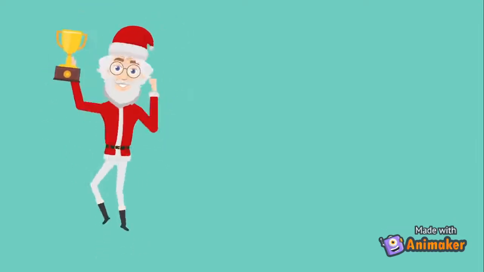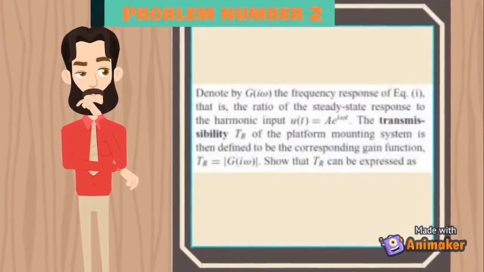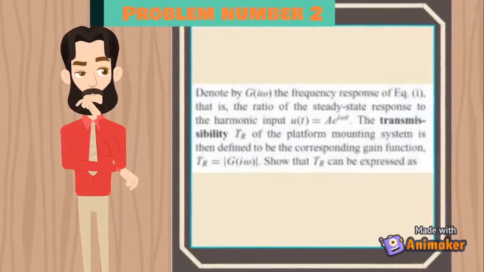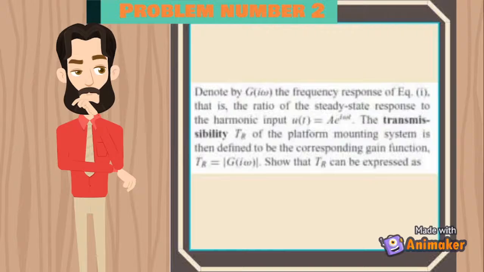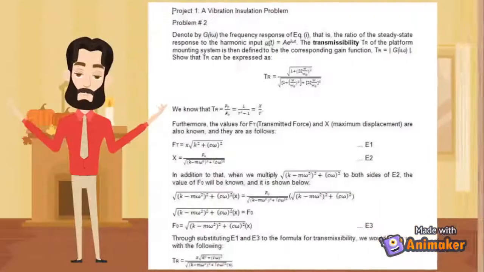Our next problem is problem number 2. Denote by G(iω) the frequency response of equation 1, that is, the ratio of the steady state response to the harmonic input u(t) equal to Ae^(iωt). The transmissibility TR of the platform mounting system is then defined to be the corresponding gain function, TR is equal to the absolute value of G(iω). Show that TR can be expressed as.